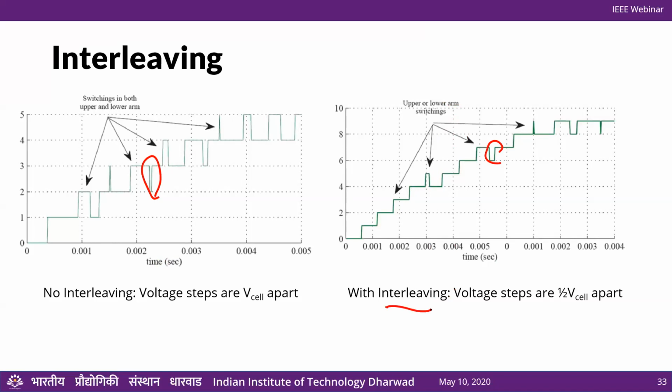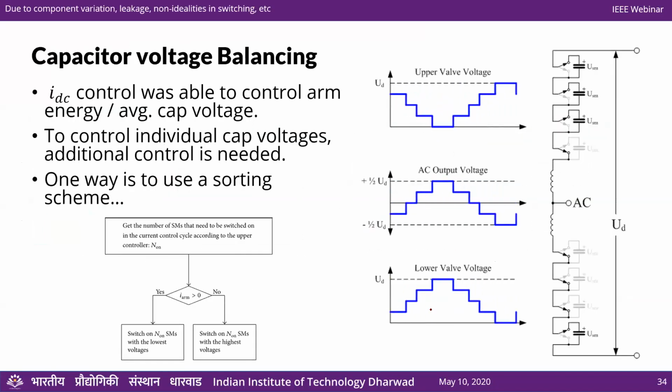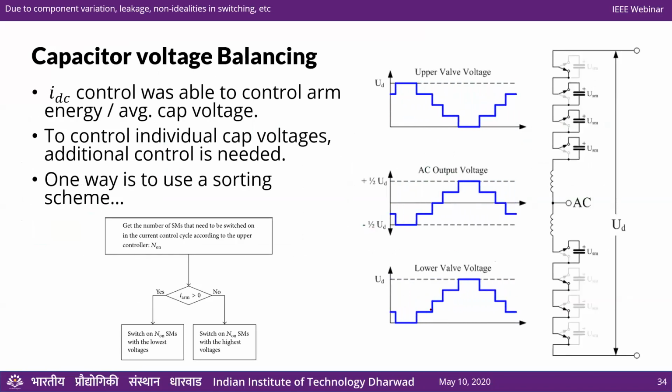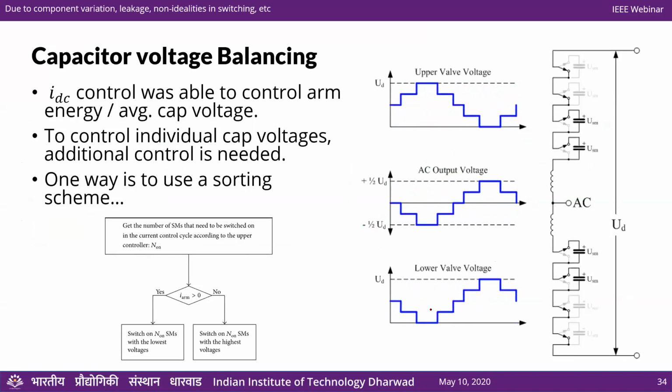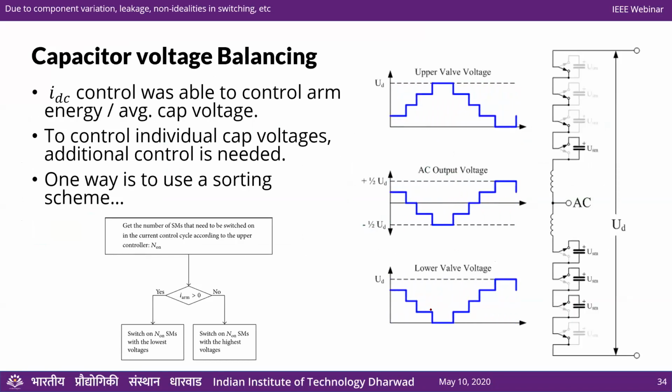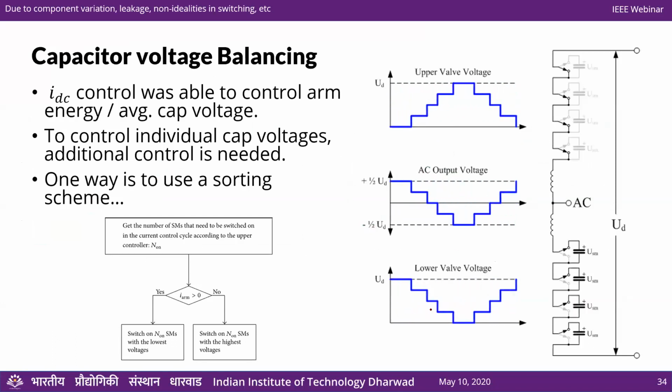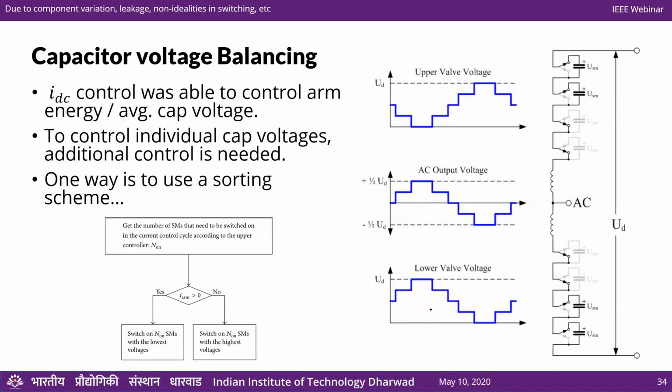Lower dV by dt, we'd get slightly better voltage profile, slightly better currents, lower harmonics, and so on. Okay, so now getting back to which module to turn on, right? So our modulation scheme tells us, turn on a module or turn off a module, or increase voltage, decrease voltage.